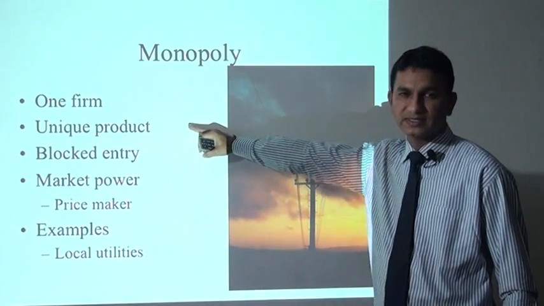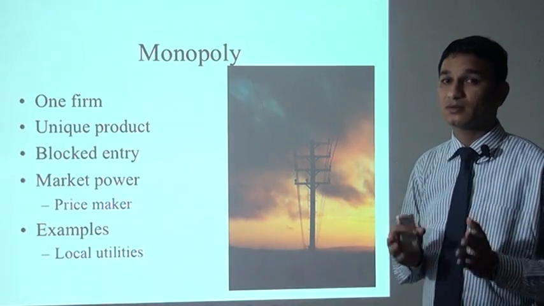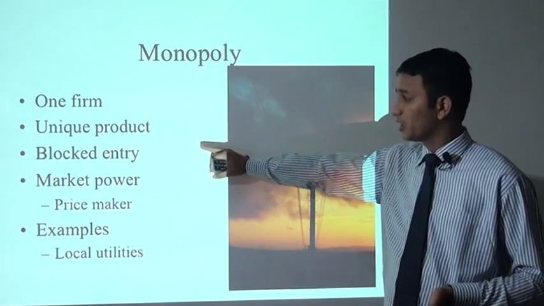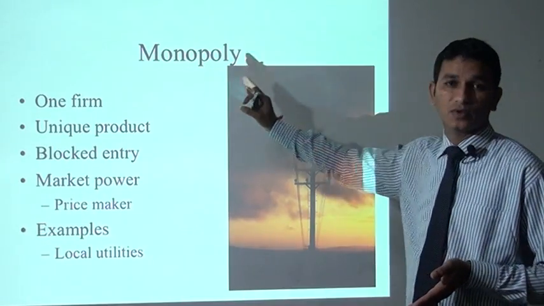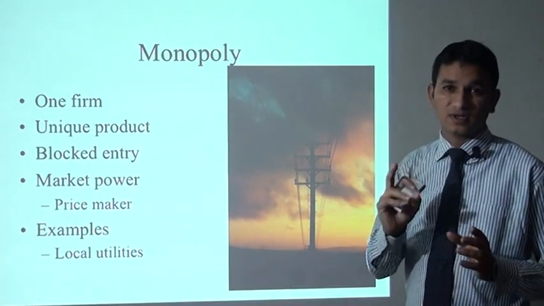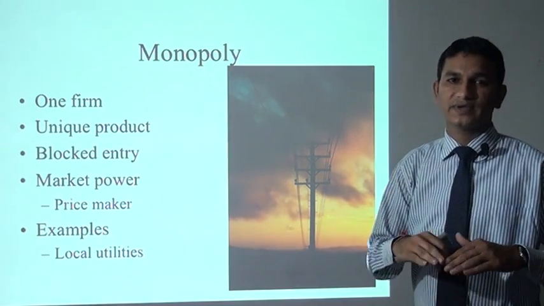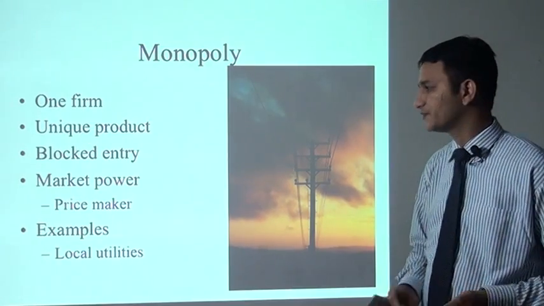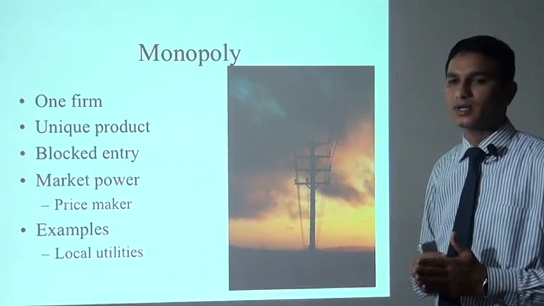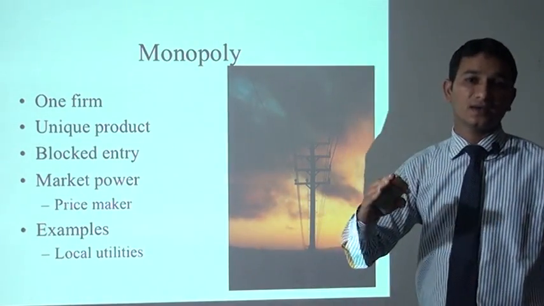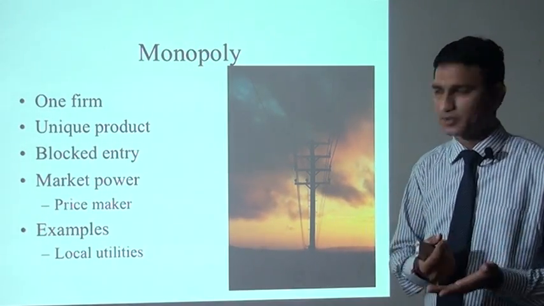See, one firm is there, right? Unique product, their product is unique, meaning no other firm can produce such a unique product. Blocked entry means it is very hard to enter a particular monopoly field, right? So if there is less entry, automatically the power of that particular firm will increase. So, price maker, market power: if any firm has market power, we can say that they can decide whatever price they want to charge the customer.